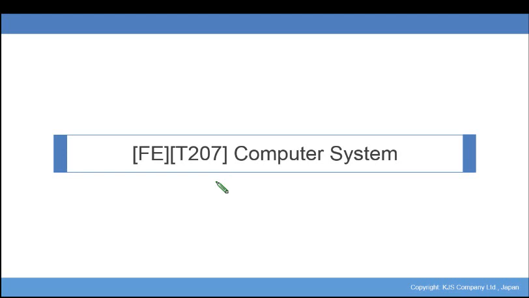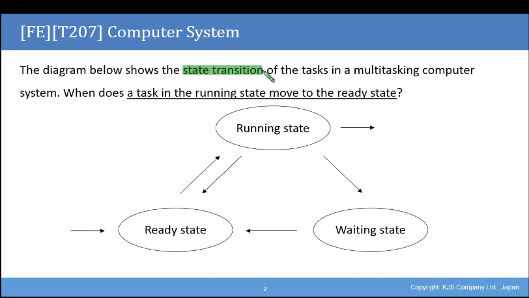This is T207 computer system. The diagram below shows the state transition of tasks in a multitasking computer system. When does a task in the running state move to the ready state?